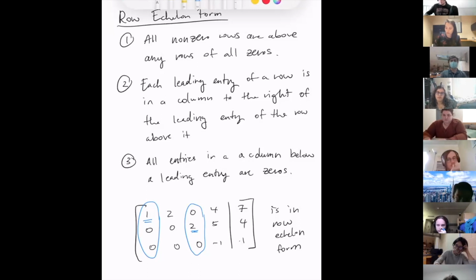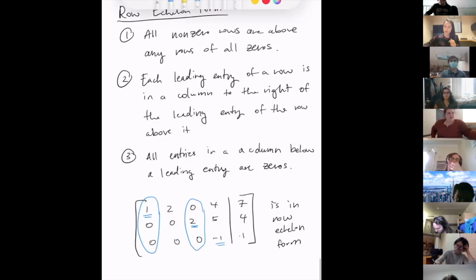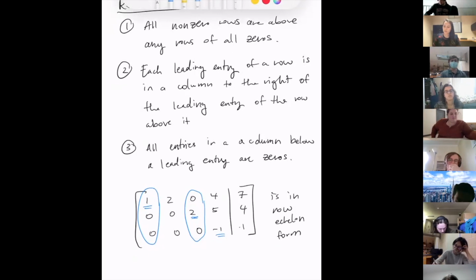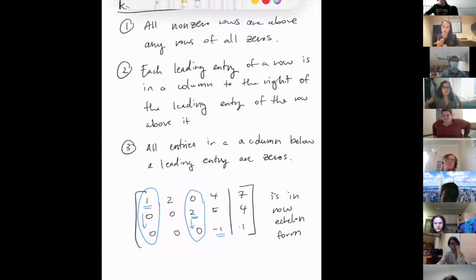And then we can check the next row. The leading entry is right here, and this column is to the right of the previous column of the leading entry. Does that make sense? So it's like you have this step down and over, right? You have nothing sitting below the leading entry of the previous row. And then all entries in a column below a leading entry are zeros. So you can see that there are zeros below that leading entry, and just a 0 below this leading entry, and then the last one doesn't need to satisfy that, right? Okay, so this is in row echelon form.